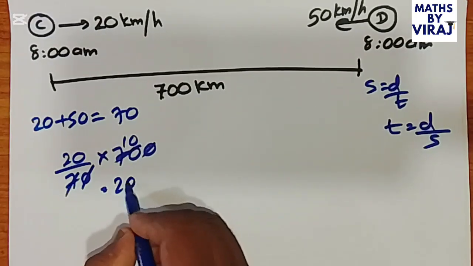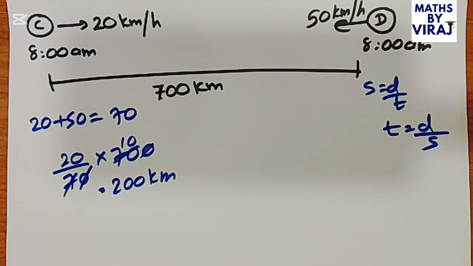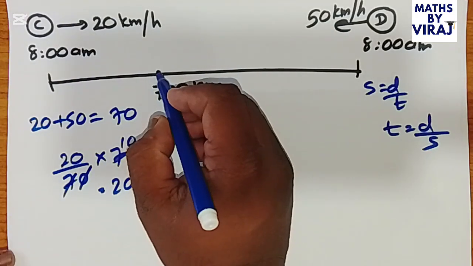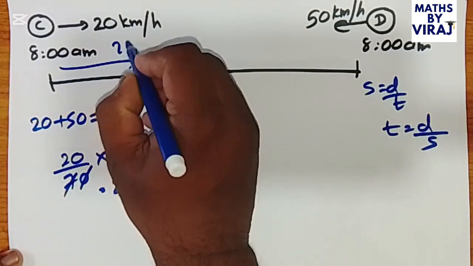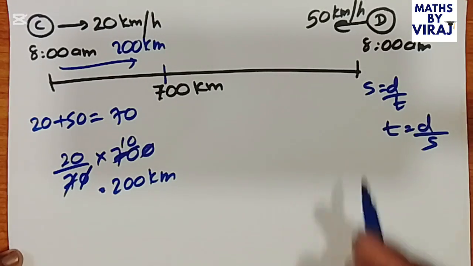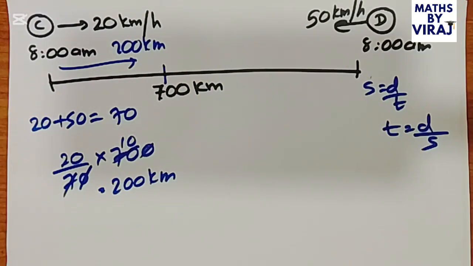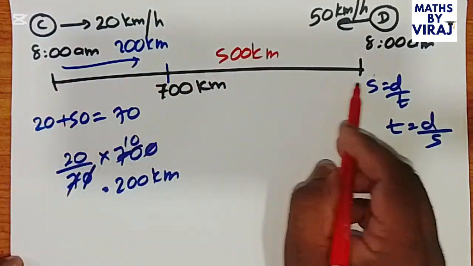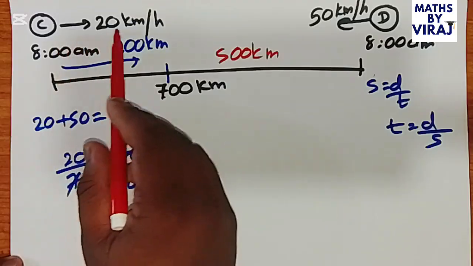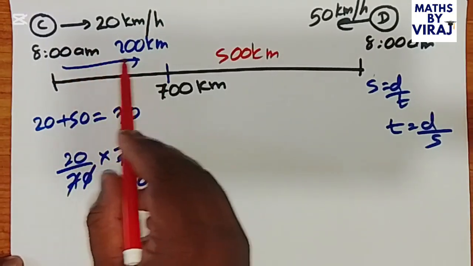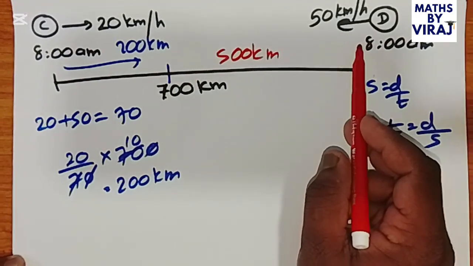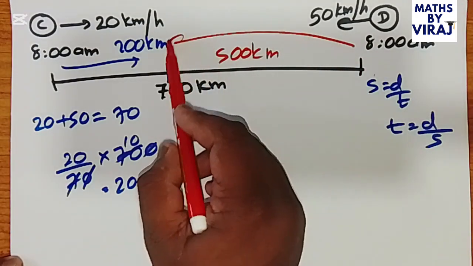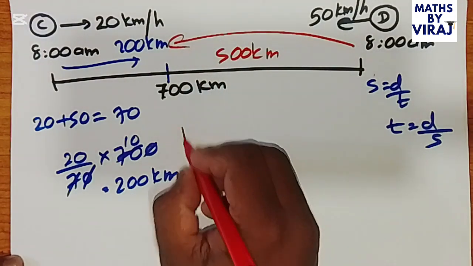That is, when C starts the journey, after 200 kilometers, it meets D. So now if C travels 200 kilometers and meets D, then how many kilometers should D move? Mathematically, it should be 500 kilometers because the whole length is 700. While C moves at the speed of 20 kilometers per hour, it moves 200 kilometers. Then D should move how many kilometers? Should move 500 kilometers. Let's see.